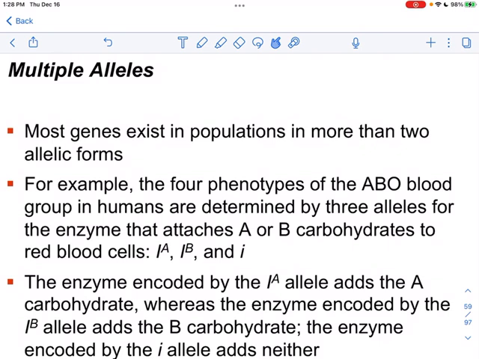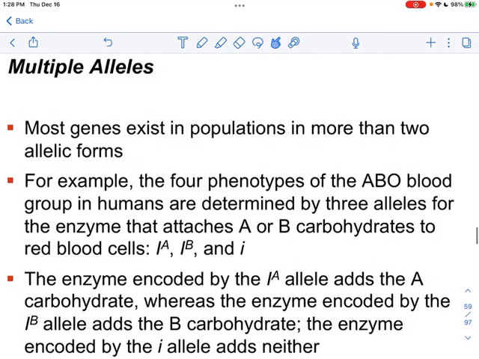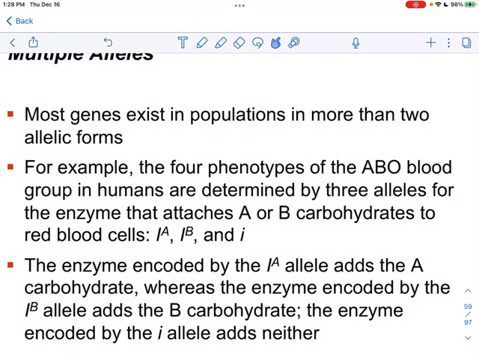A great example of this is our ABO blood group in humans. This gene is found on chromosome 9 in human beings, and it is actually governed by three alleles. They are called the I superscript A, I superscript B, and little i allele.